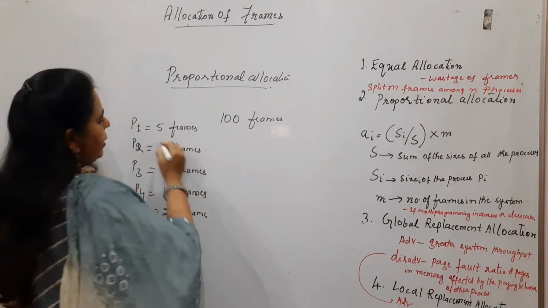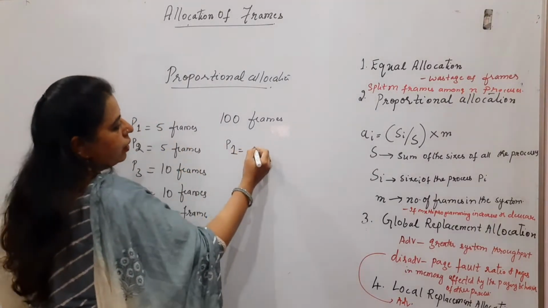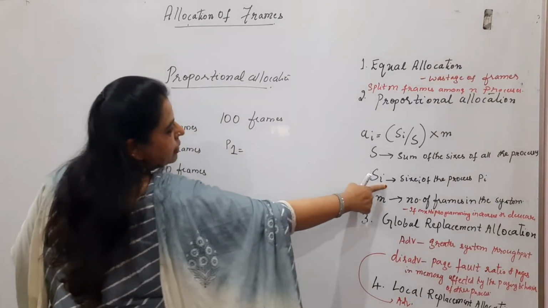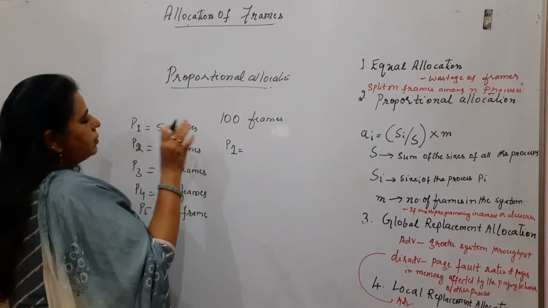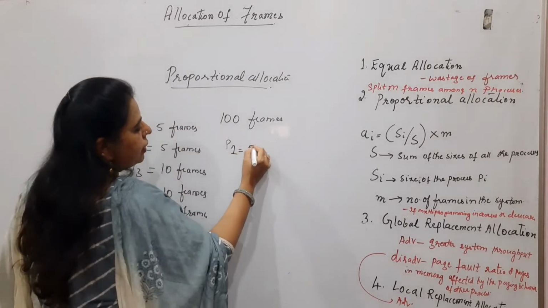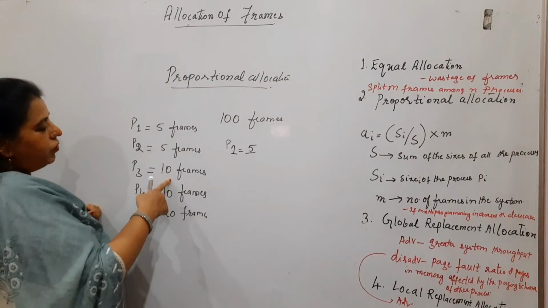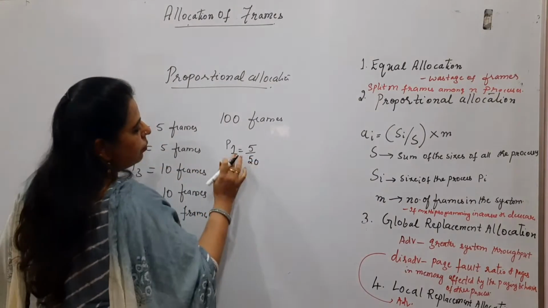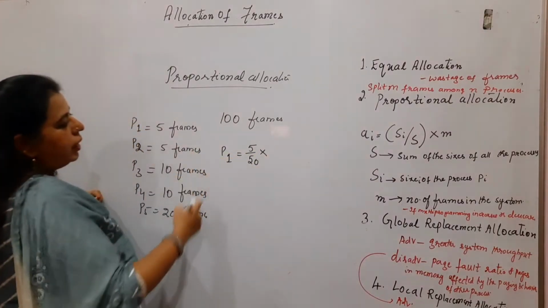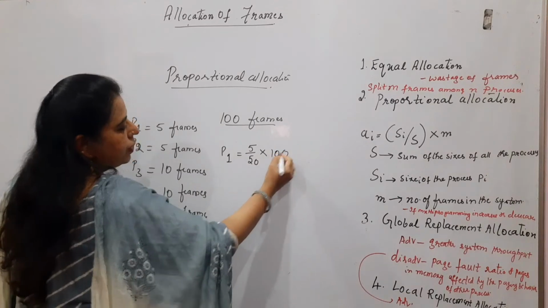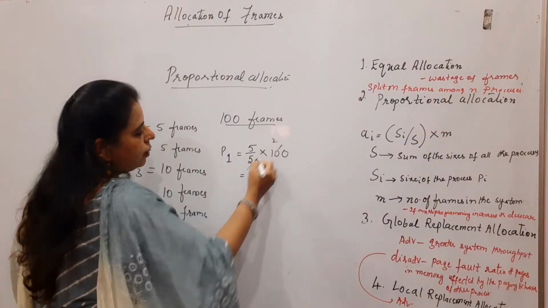So when you make use of this logic for proportional allocation, you can check here. First, let us allocate to P1. The size s_i of the process P1 is 5, so for that size it needs 5 frames. So let us take 5 divided by the sum of the sizes of all the processes, 20, 30, 40, 50 all put together, which is 50. So this multiplied by m, the system has 100 frames. How many frames will P1 get? P1 will get 10 frames.